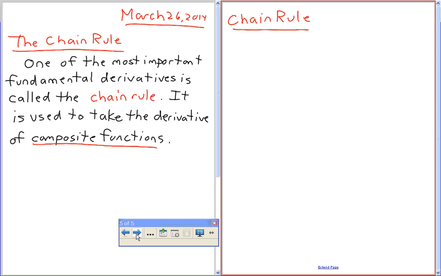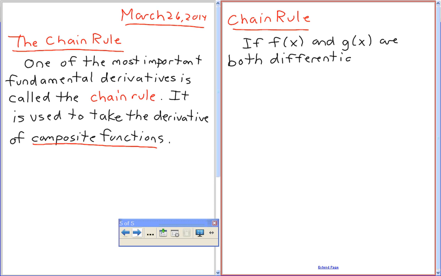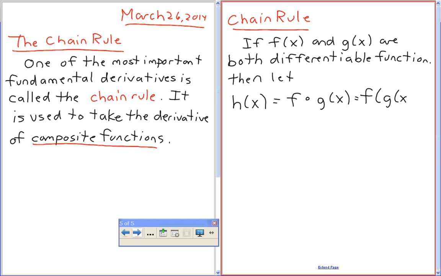Is if f of x and g of x are both differentiable functions, meaning the derivative can be taken, then h of x equals f o g of x, equals f of g of x.